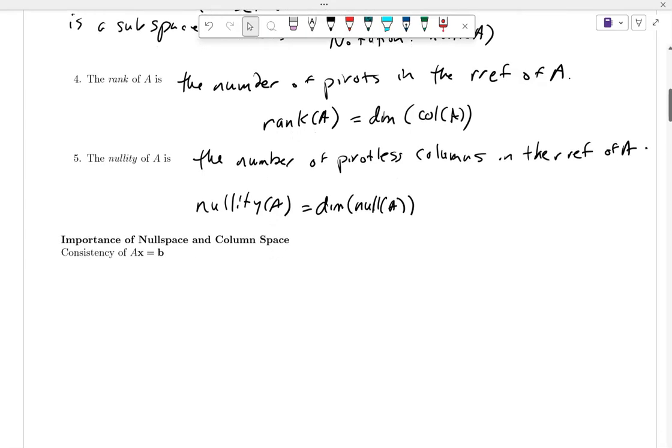All right. So let's talk a little bit about the importance of null space and column space. And we're going to talk about this in the context of systems of equations. So first, let's look at the consistency of a particular system of linear equations, or a particular matrix equation, if you will, in this case. What does it mean for a system to be consistent again? What does consistent mean?